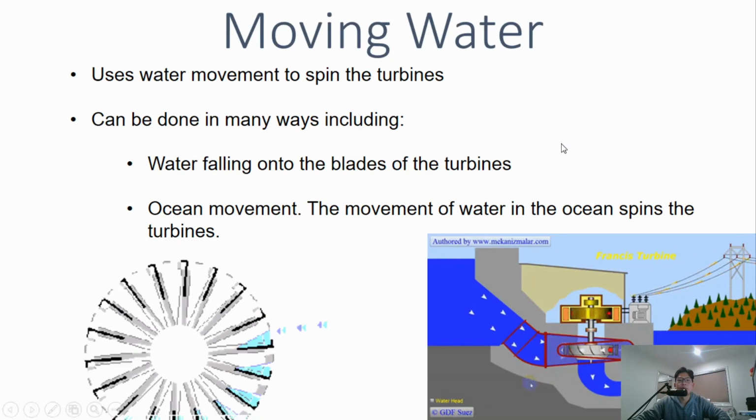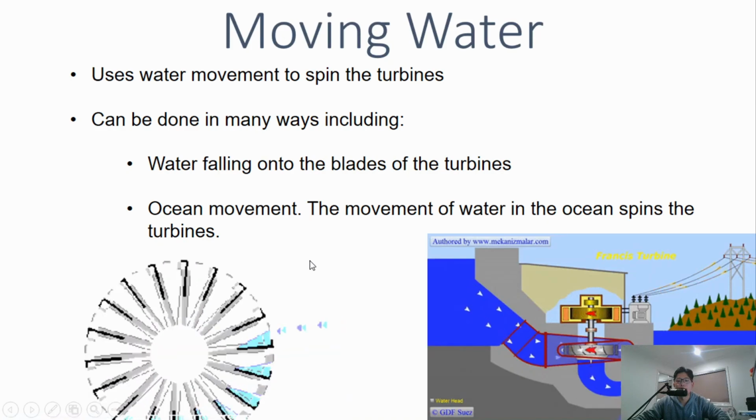So another way to spin turbines is using moving water. This just uses water movement to spin turbines, and it can be done in many ways, including water falling onto the blades of the turbine, as we can see in this bottom left image here. Water just flowing down that hill onto the water wheel, which is causing it to spin, and that spinning movement will produce electricity as long as there is electromagnetism going on in there.